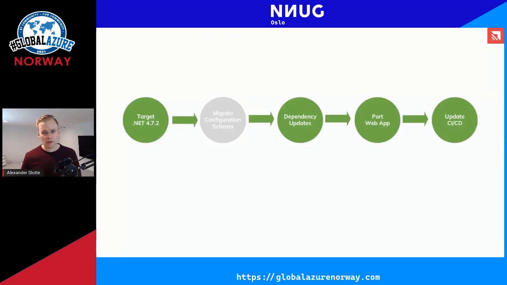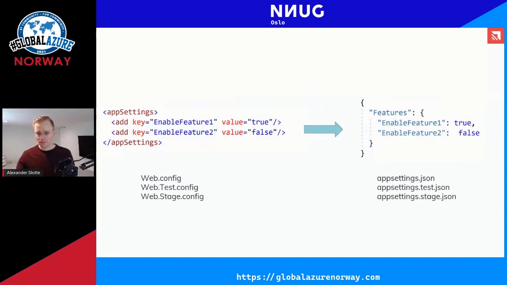So once you're on target 4.7.2 here, which could take a while, depending on how many projects you have and what challenges you run into, you want to start looking at the configuration instead. So what do I mean by this? Well, currently you may be using the web.config for your configuration values, right? And this is an XML-based config, and you have transforms for different scenarios, test and stage, and so on. In .NET Core, you have a JSON-based configuration instead. We have appsettings.json, and then you can have transformations as well if you like, like .test or .stage or whatever you want to.